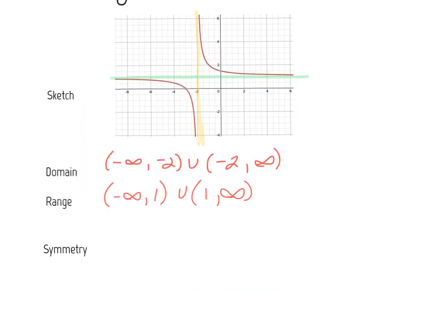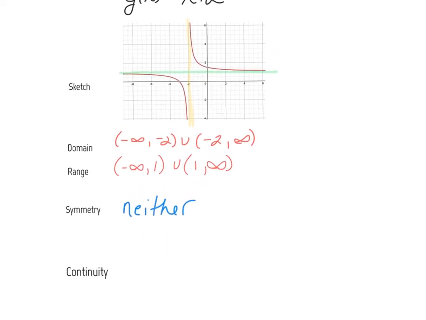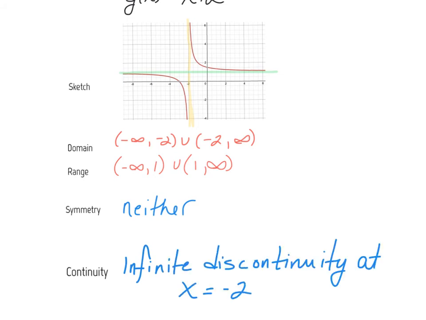Next, we're asked about symmetry. I would say that this has neither even nor odd symmetry. If it did, you'd prove it algebraically. As far as continuity, this is discontinuous. We have a vertical asymptote, so I will say it's an infinite discontinuity at x equals -2.